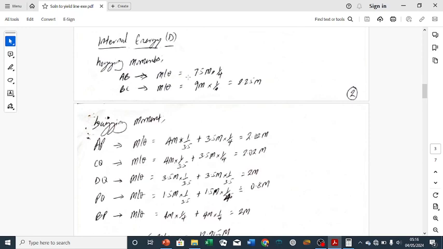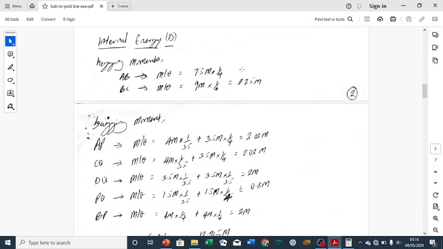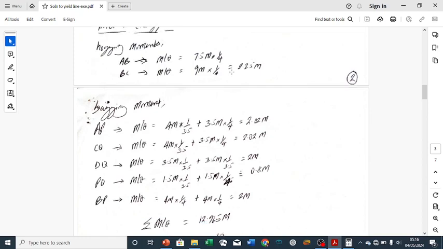Meanwhile, this value here is 1.875. So you can go ahead and write it down.